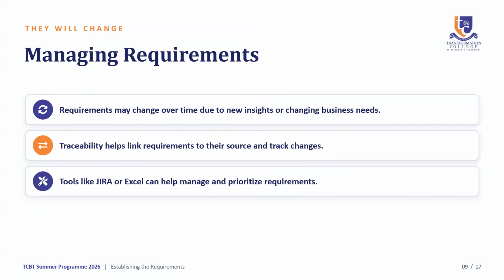Managing requirements. Requirements may change over time due to new insights, due to regulatory requirements, due to various things involved in the risk environment, right? Again, PESTLE, right? Political, economic, social, technological, legal, and environmental risk, right? Now, traceability helps link requirements to their source and track changes. How do you manage changes over time? We do so using a technique called change management when it comes to business analysis.